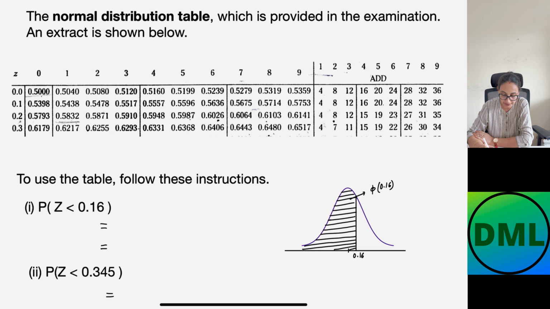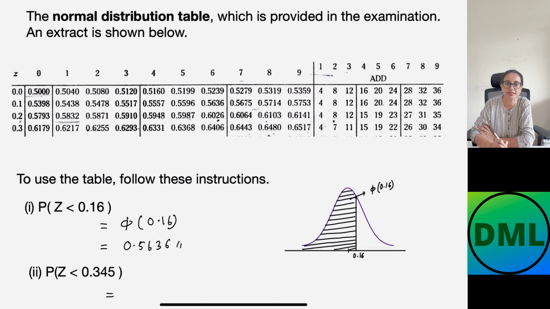As I told you earlier, this value will give you phi of z. My z value is 0.16. So this will be written as phi of 0.16. As I told you earlier, the table will show you directly the values of phi of z. Let's see the value here for 0.16. So this is my 0.1 here and 6 will go here. So my value is basically 0.5636. Let's write down the answer here.